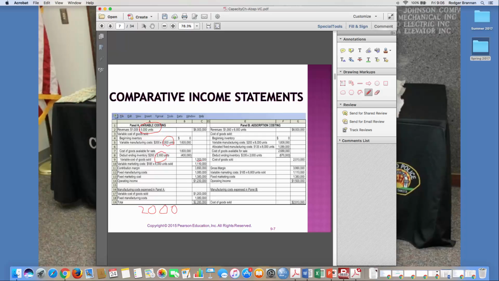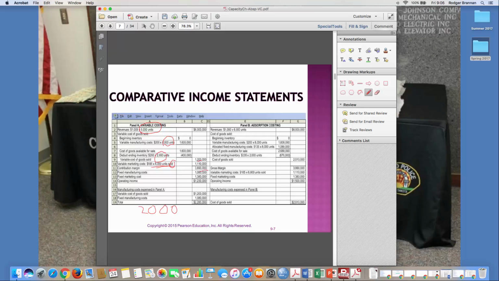Now, remember that the variable statement says you have to calculate this thing called contribution margin. So the other variable cost I need to work on are my marketing cost. And marketing costs are a function of sales, not production. So be careful as you're doing these statements that you're real clear about what is the driver of the cost. Is it production or is it sales? So I have my variable cost of goods sold of $1.2 million, my variable marketing cost of $1,110,000. So my contribution margin would be the $3,690,000.